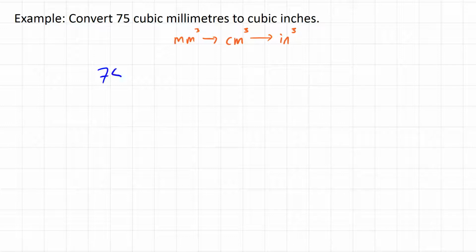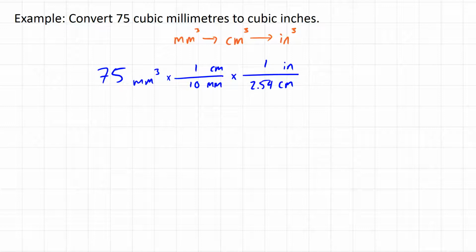So 75 cubic millimeters times, and then we're going to go first from millimeters into centimeters, and then we're going to go from centimeters into inches. And let's look up those relationships. So 10 millimeters for every 1 centimeter and 2.54 centimeters for every 1 inch. And now we'll have to cube each of those relationships.